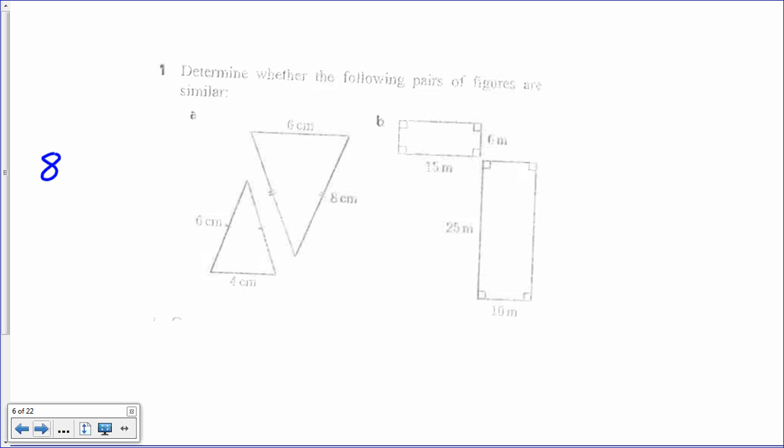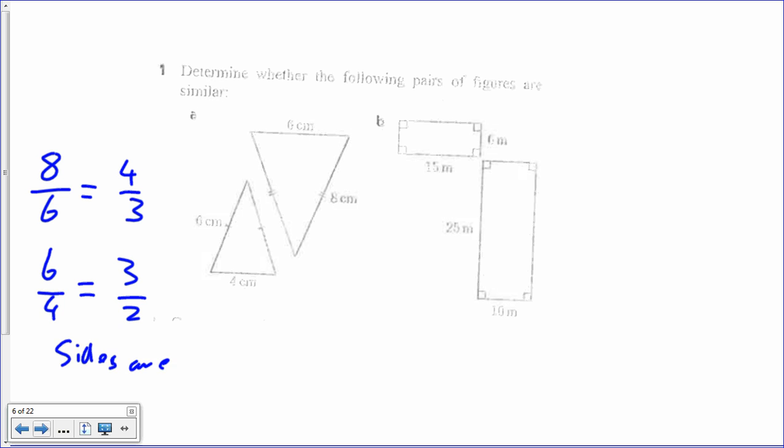So the first side is going to be 8 over 6. I'm going to do the bigger triangle over the small triangle. So 8 over 6 is going to give me 4 over 3. The second one gives me 6 over 4, and that gives me 3 over 2. Sides are not in ratio, therefore not similar.